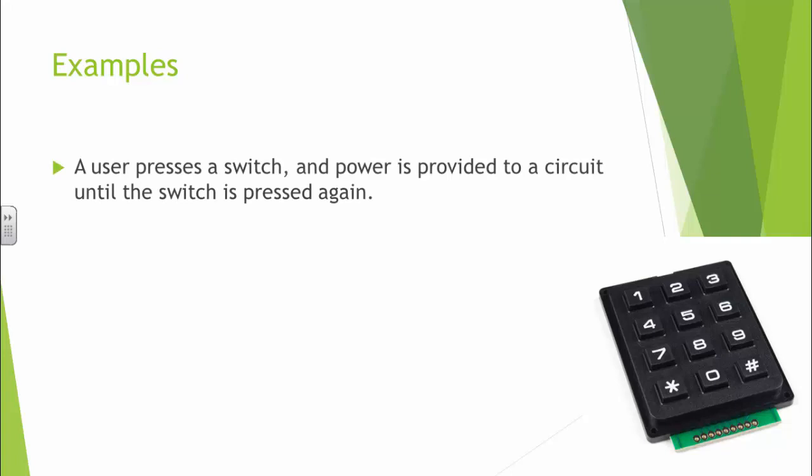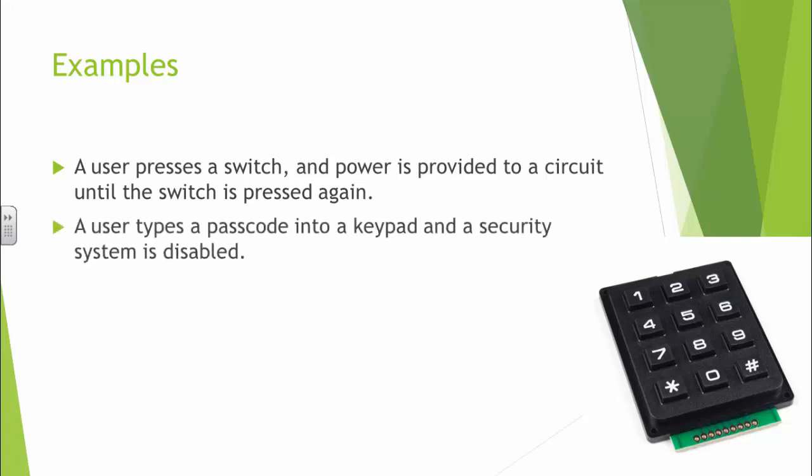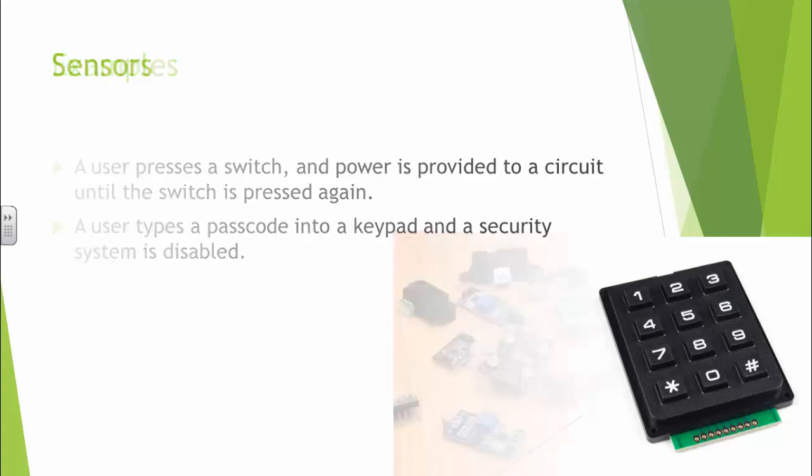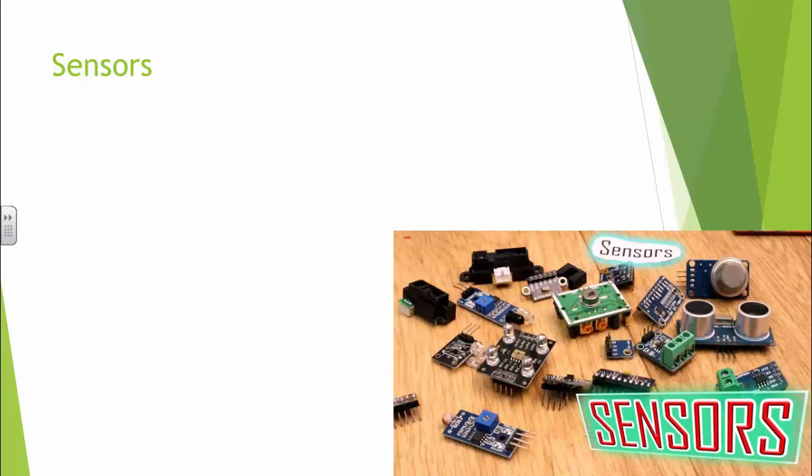So some example applications: we can have a toggle where a user presses a switch, and the device functions until that switch gets pressed again. That's extremely simple user input. Or we can have a keypad and a user can type in a passcode to disable a security system, these kinds of things.